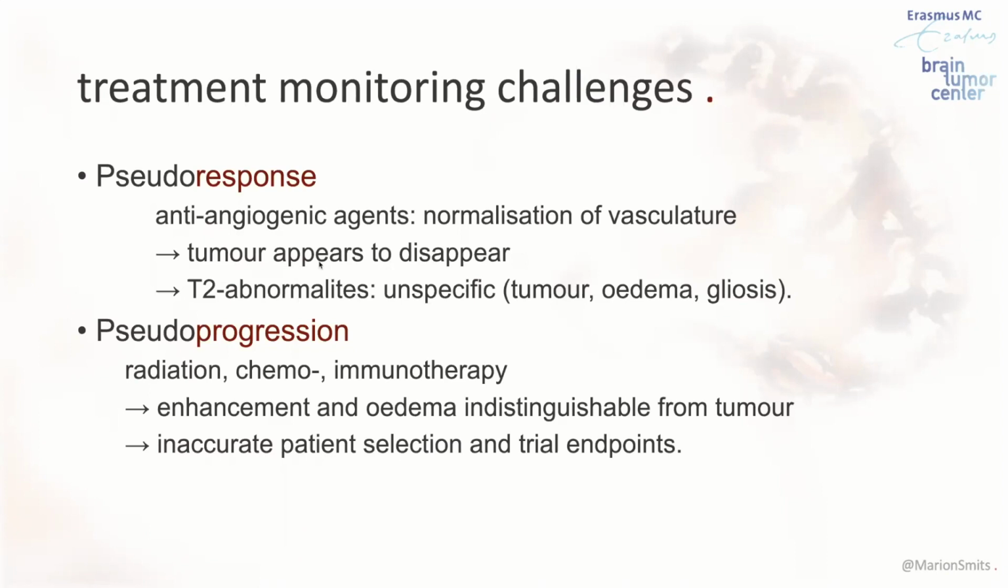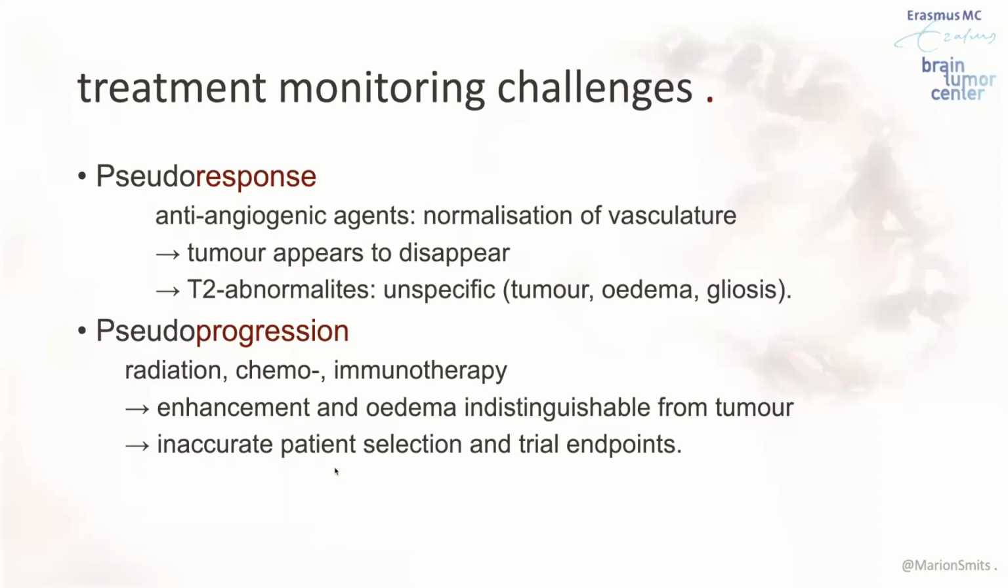So the pseudo response is typically related to anti-angiogenic agents. So these normalize the vasculature, of course, and this makes the tumor appear to disappear, where we also see a decrease in T2 abnormalities, but again, this is an unspecific finding. And the pseudo progression is something that's related to radiation therapy, chemotherapy, and also now immunotherapies, where we see enhancement and edema that is really indistinguishable from tumor.